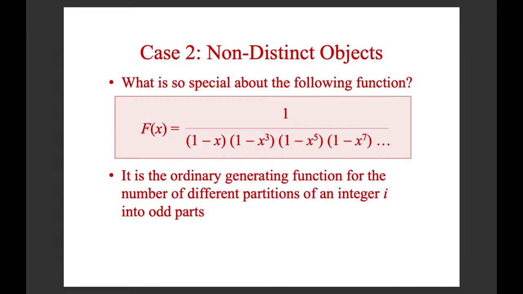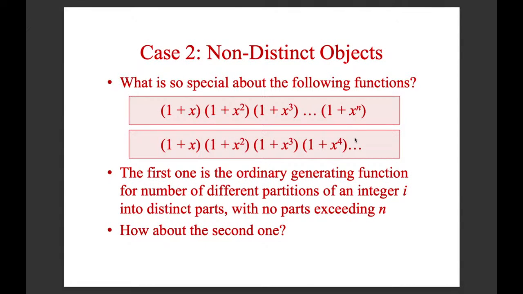Okay, we will be seeing some more interesting things together soon. Okay, how about these two? There are two different generating functions. The first one is 1 plus x, 1 plus x squared, 1 plus x cubed, up to 1 plus x to the power n. And then the next one is similar, but we don't have any bounds here. So it is going to be multiplying with everything.